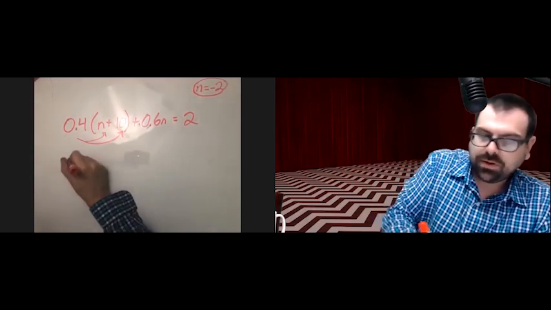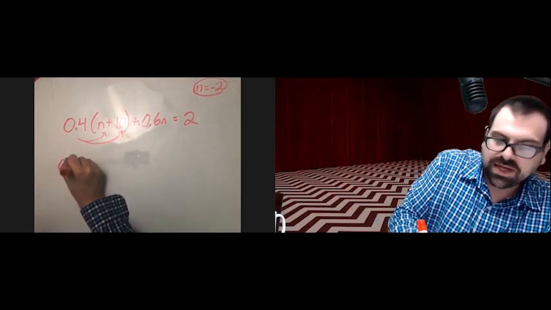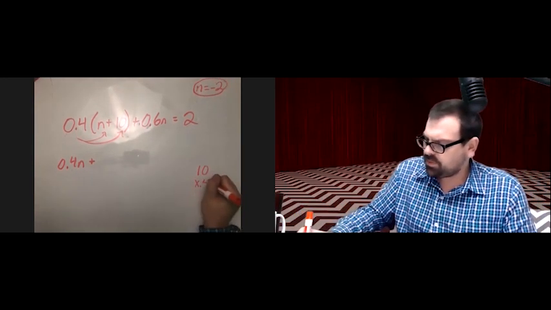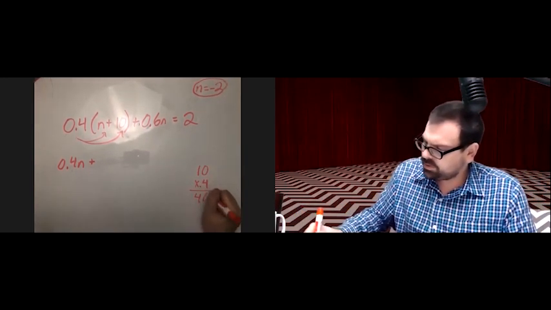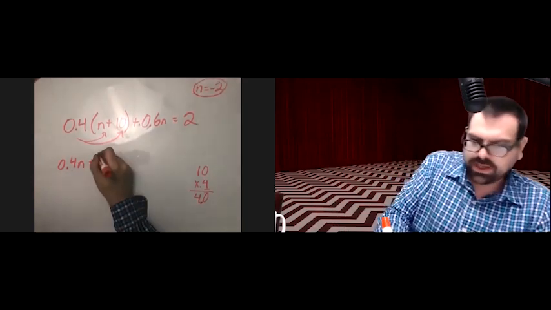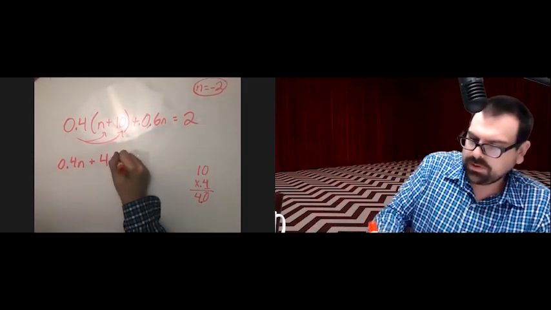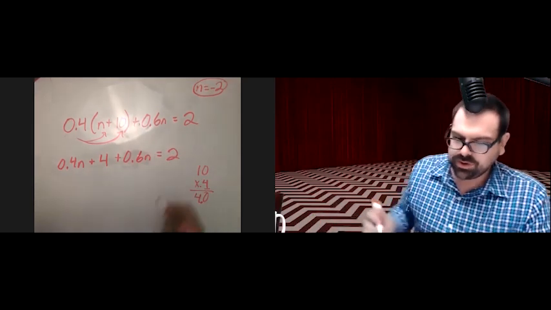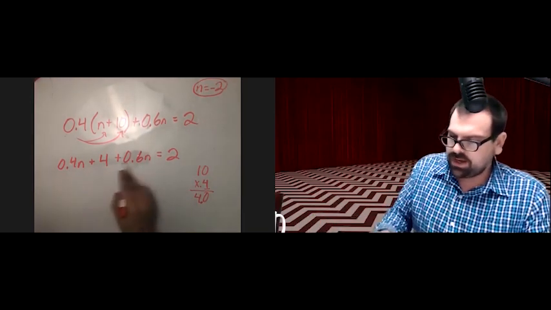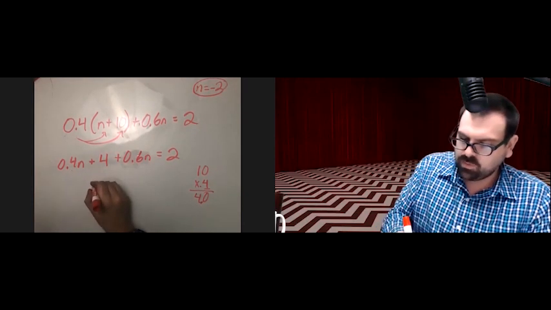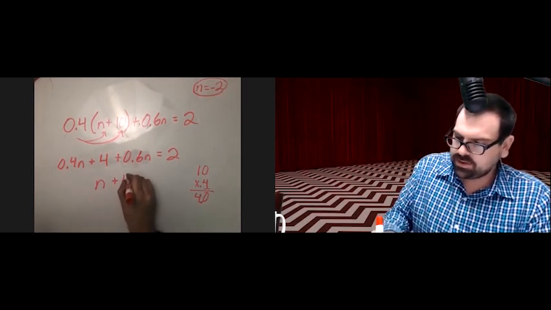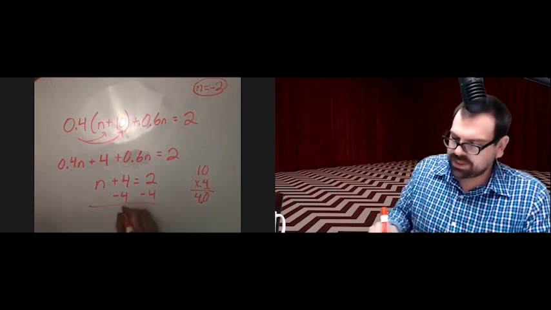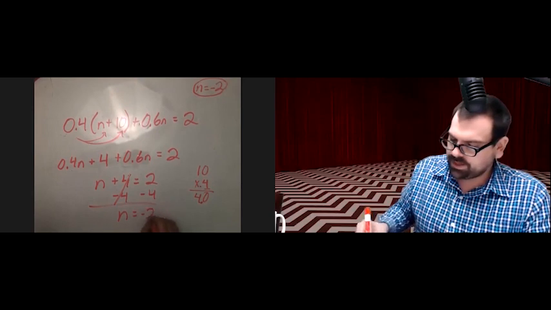Distribute, we would have 0.4 times n plus 10 times 0.4. That's just 4 plus 0.6n equals 2. 0.4n plus 0.6n is 1n, just n, plus 4 equals 2. Subtract 4 from both sides, same answer. N equals negative 2.